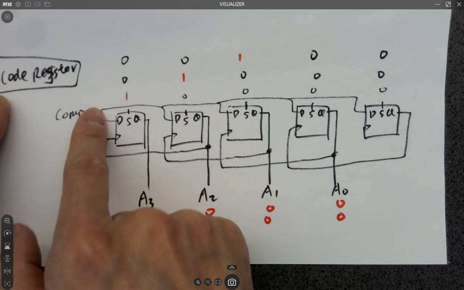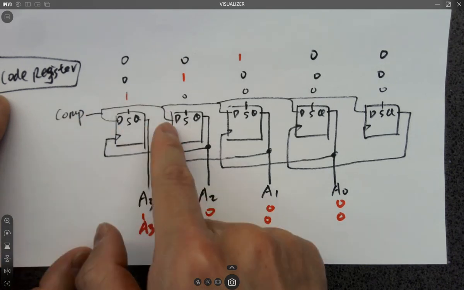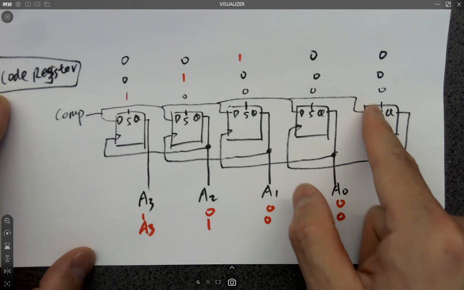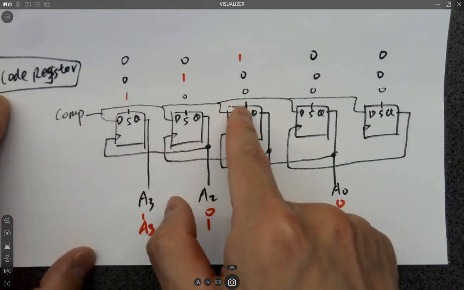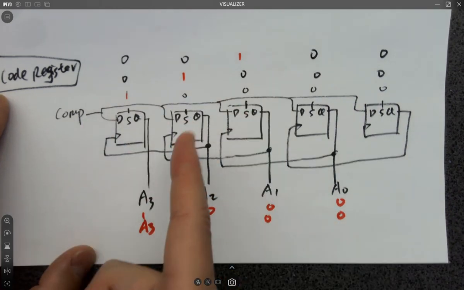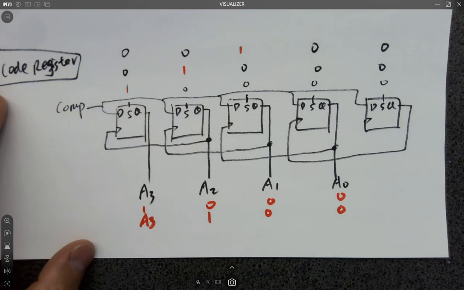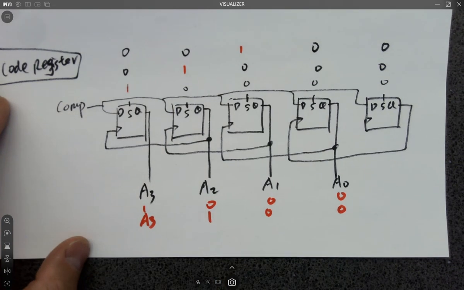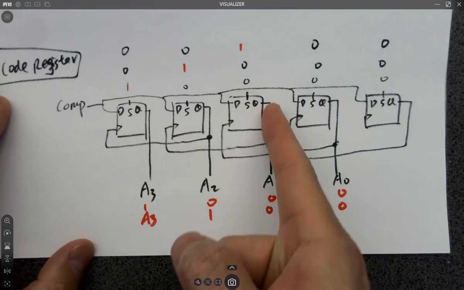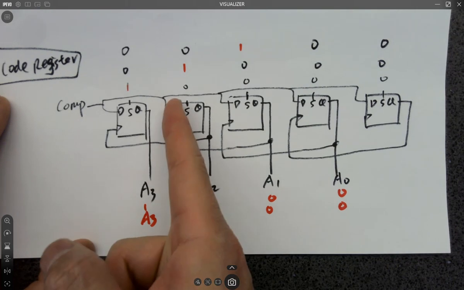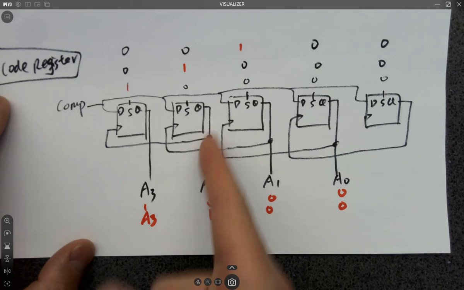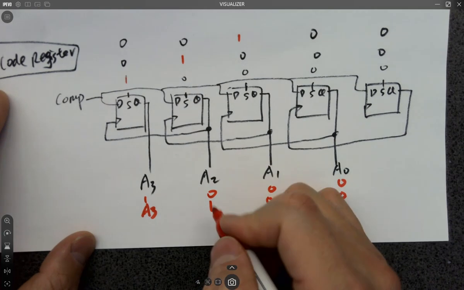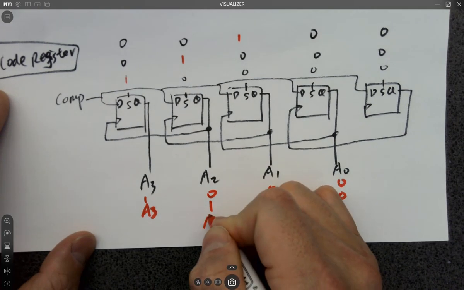So you can see the comparator's output is shorted, equivalently, to all the D's of the D flip-flops. It's shorted. So which one will receive the comparator's output at this step? The second one, because there's a rising edge. Boom. Okay? So this one will be latched to this Q. Eventually you are getting A2 here.